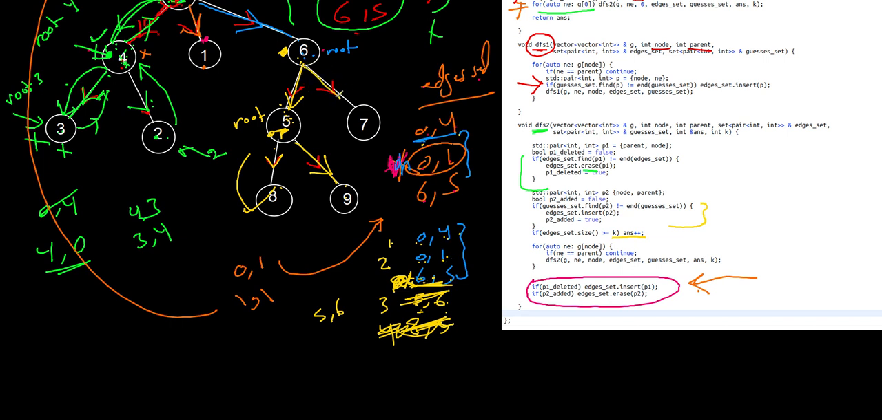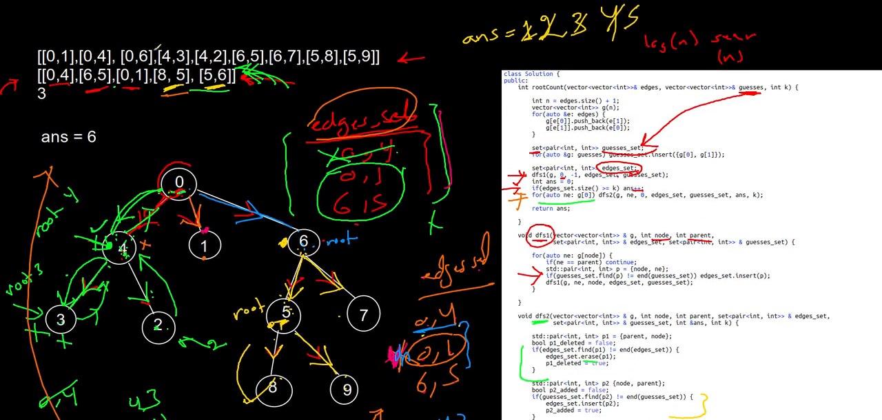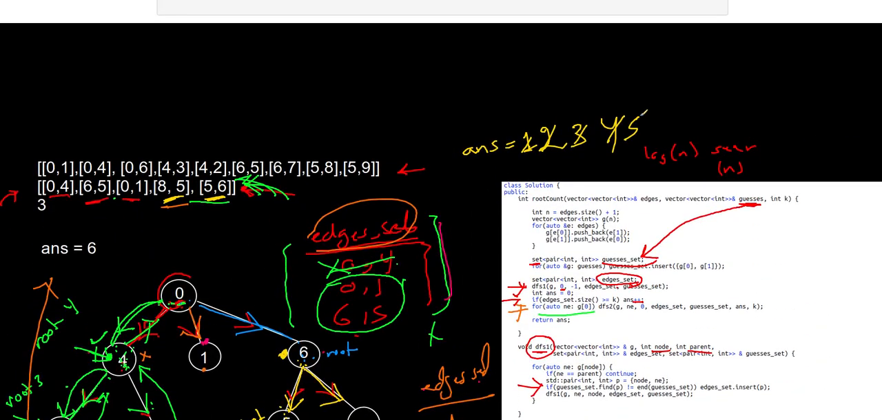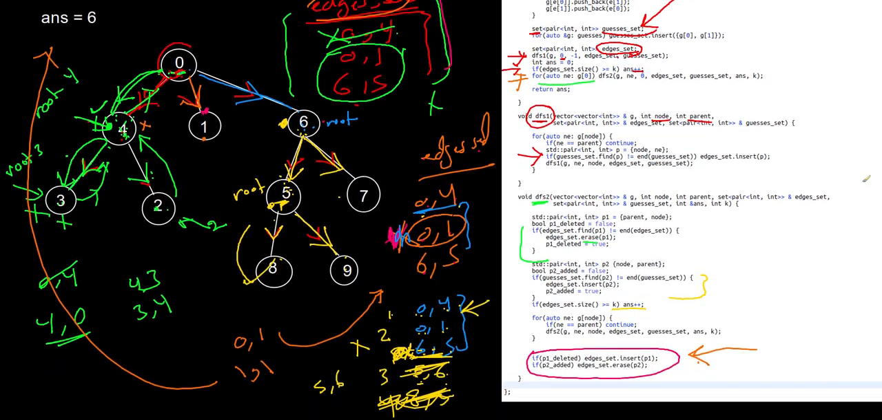Now we need to visit 7. Is 6 7 in the edge set? No. Is 7 6 in this array? Answer is no. But we have 3 valid guesses, so 7 is part of the solution, so we increase it by 1, and the answer will be 6. Time complexity of the solution is big O of n log n.